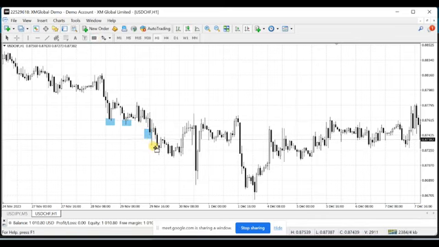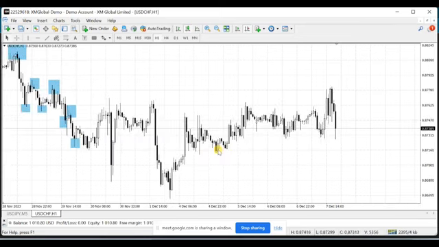When price is making lower lows and lower highs as well. This was a high. This is another high, which is lower than the previous one. This is another high, and then this is another high, which is lower than the previous one. Then we say price is making lower lows and lower highs, then we have a downtrend.